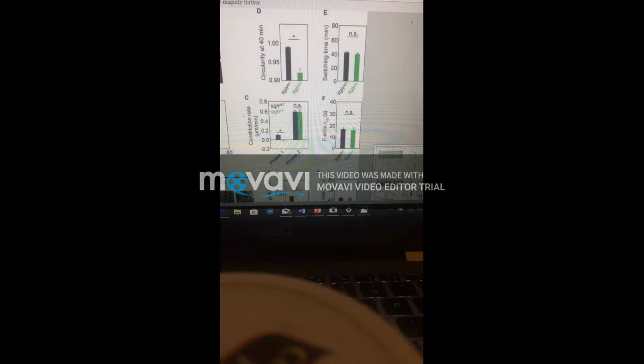E then shows the phase switching times, phase 1 versus phase 2. Both the mutant and the wild-type have similar phase switching times. F then shows the F-actin half-life. The wild-type versus the mutant both are equal.